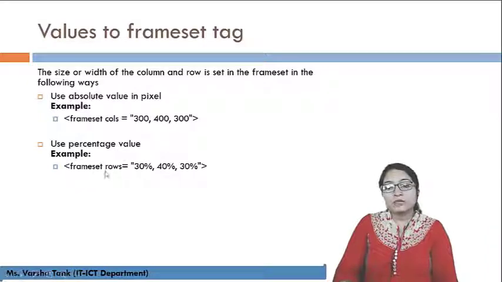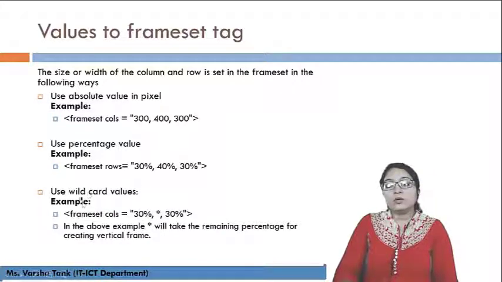So here you can see frameset rows 30%, 40% or 30%. That means 30% of your entire window will be allocated to frame 1, 40% will be allocated to frame 2 and 30% will be allocated to frame 3.